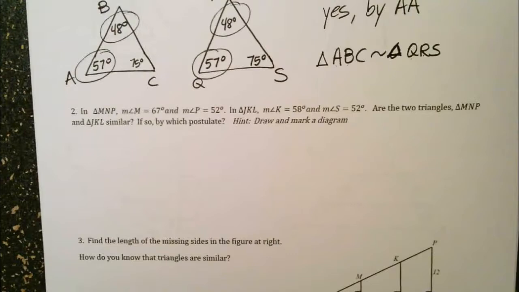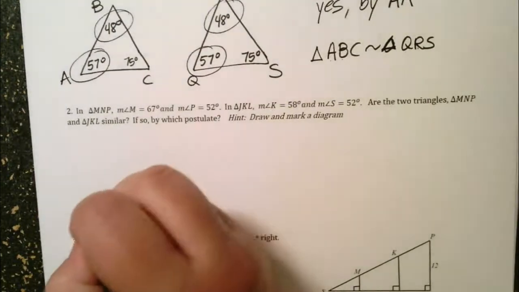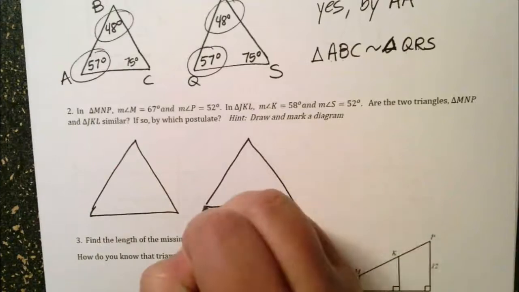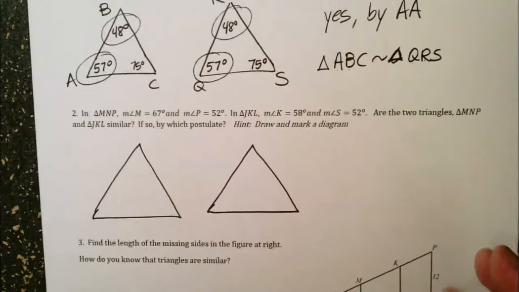It says in triangle MNP, again, I've got two triangles, so let's just go ahead and draw two generic triangles. I usually draw two kind of almost equilateral looking ones.